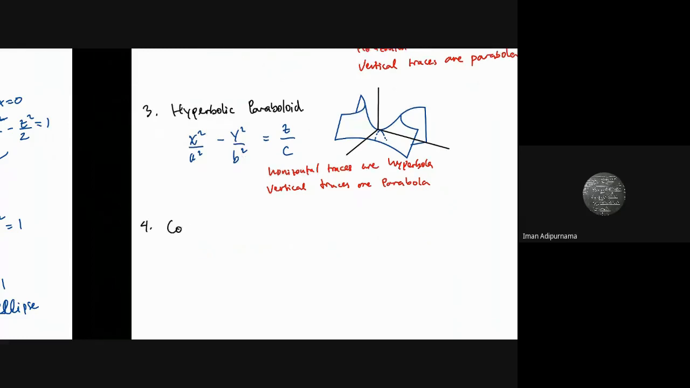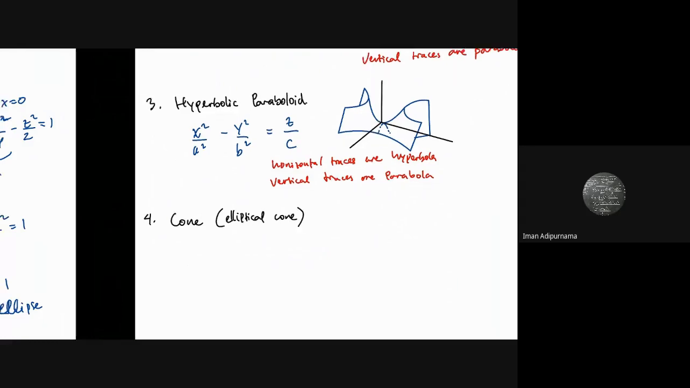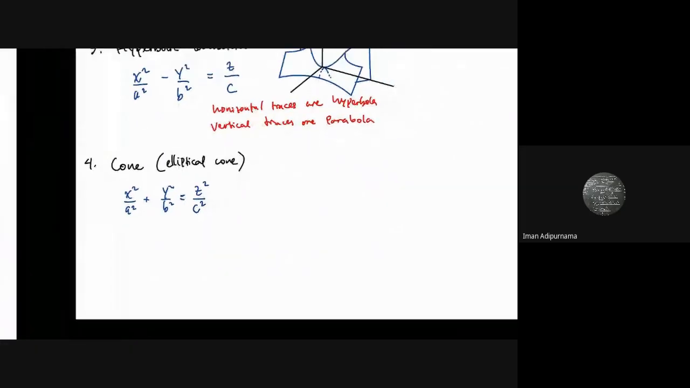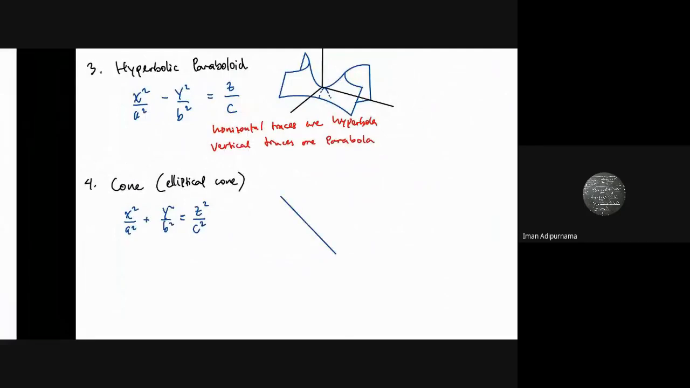Okay, so another part is called the cone, or elliptical cone. The shape or the equation is similar to the elliptic paraboloid. The difference is here we have z squared. The picture is not too difficult.